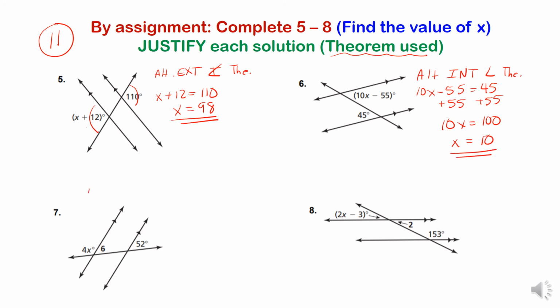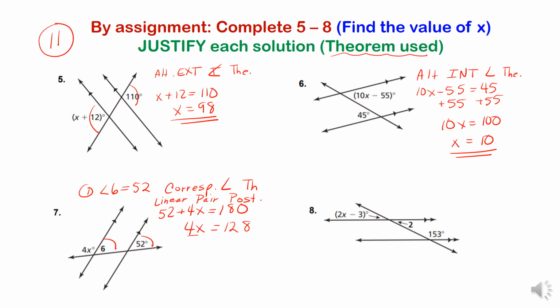Okay, on this one, the first thing I'm going to do is say that angle 6 equals 52 degrees by the corresponding angle theorem. Then I'm going to say angle 6, which is 52, plus 4x equals 180. And that is by the linear pair postulate. So then I'm going to subtract 52 from both sides, and I get 128. And I divide by 4, and I get x equals 32. So I had to use 2 here.